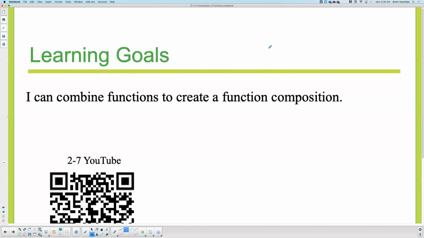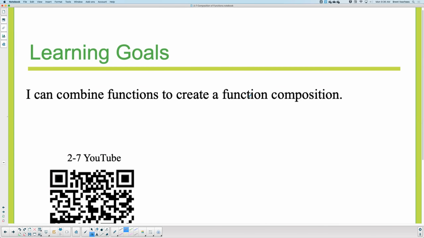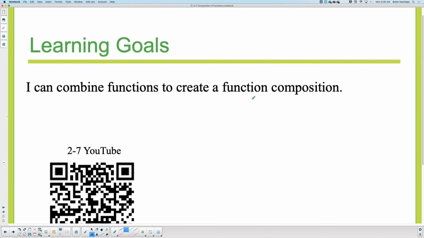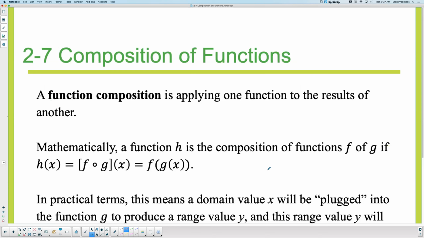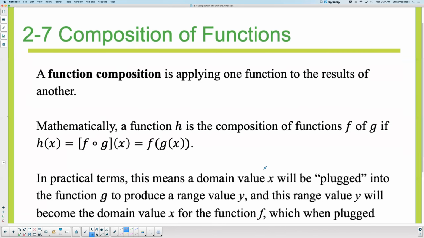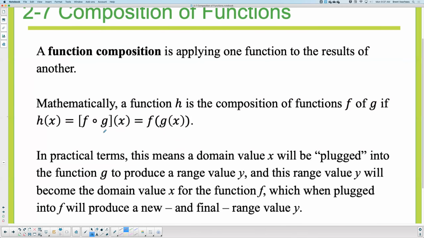Today is lesson 2.7. It says we can combine functions to create a function composition. This is the word here, function composition. It means really what we're doing is we're putting one function inside another function. So if you look on your next slide, it says a function composition is applying one function to the results of another. Mathematically, it's going to look like this.